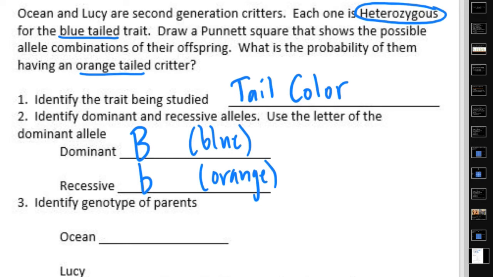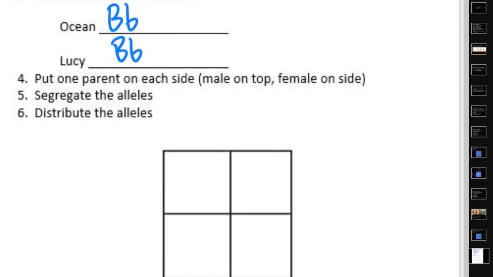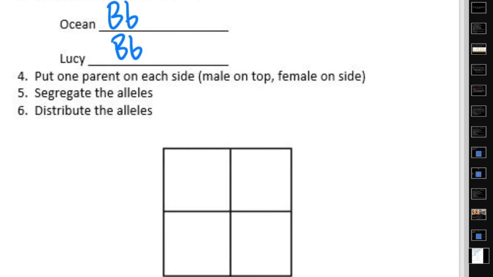Identifying the genotypes of the parents. Going back to the problem, it tells me that each one of them is heterozygous, which means that they have a big B and a little b. Now I can fill out my Punnett square. So when I look at my Punnett square, what I need to remember is that I have to put one parent on one side, the other parent on the other side.